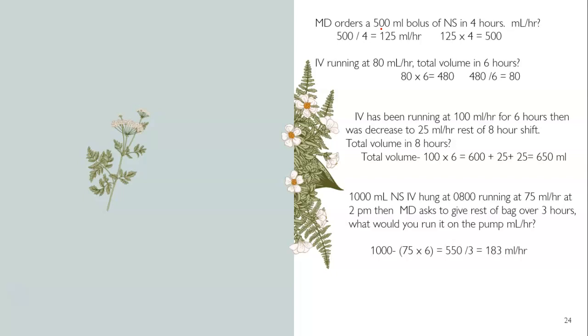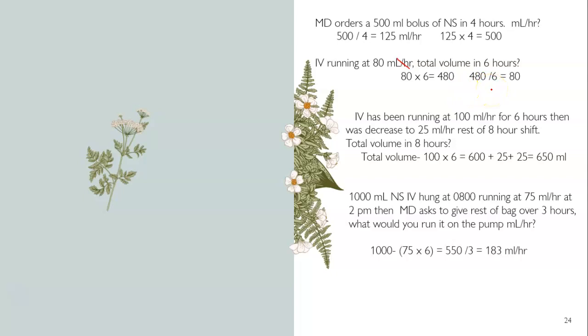Two was an IV running at 80 mils per hour. What's the total volume in 6 hours? 80 mils per hour. That's a times sign. 480. Can I also say if I wanted 480 to go in 6 hours, it would need to be running at 80 an hour? So I'm double checking myself here.